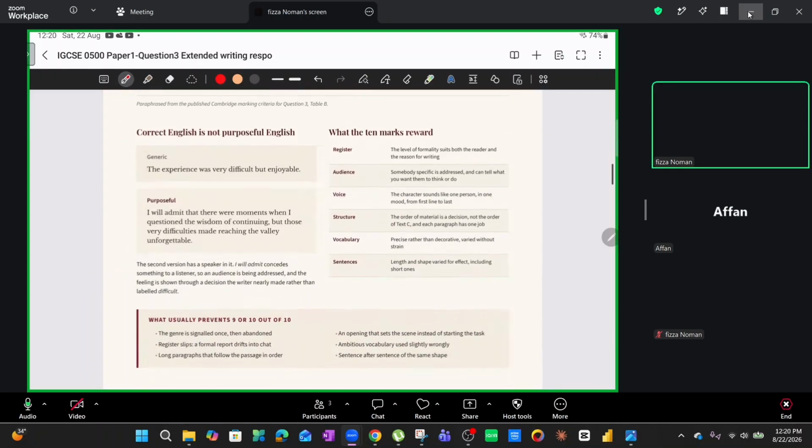Now, what exactly do the 10 marks reward? This is a small table given for that. Correct English is not purposeful English. Let's take a look at this. What is generic and what is purposeful? Basically, they're trying to tell you that correct English does not always mean that it was needed in context. Make sense?